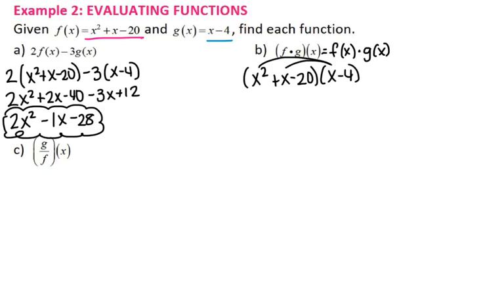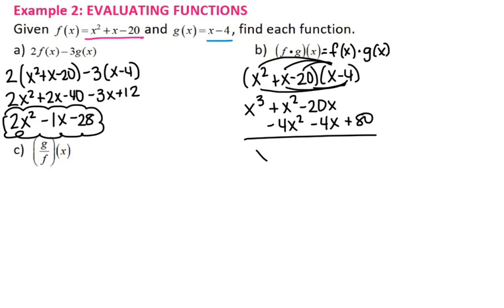So I'm going to go ahead and distribute the x. So that's x cubed plus x squared minus 20x. Distribute the negative 4. So that's negative 4x squared minus 4x plus 80. And then combine like terms. So that's x cubed minus 3x squared minus 24x plus 80.